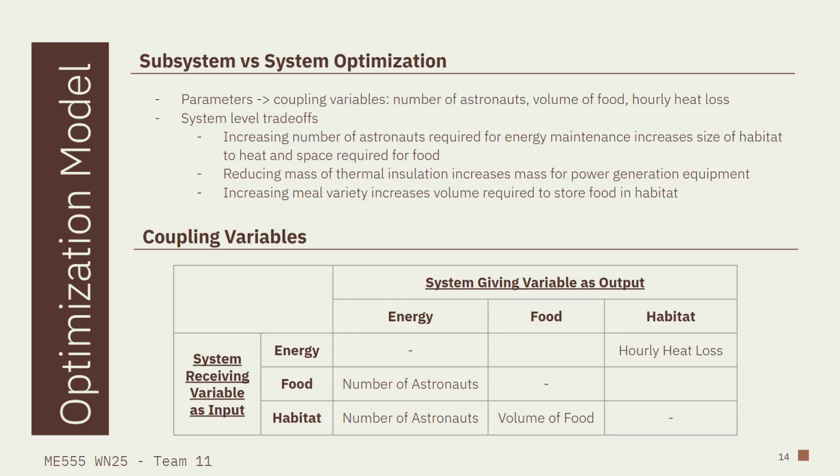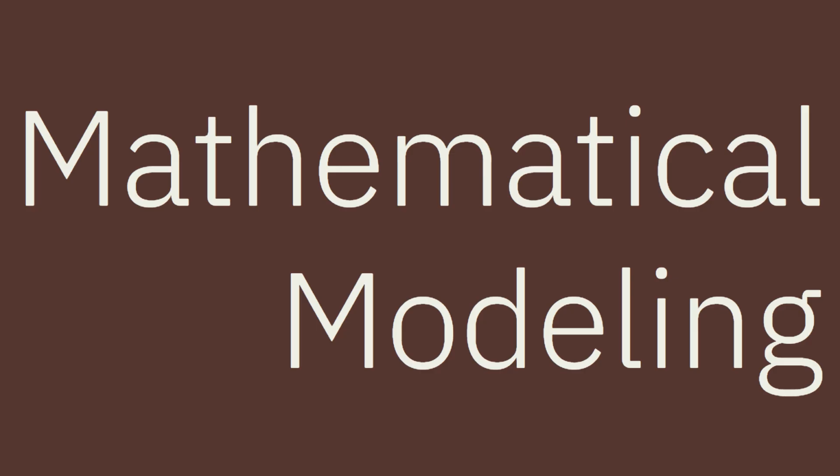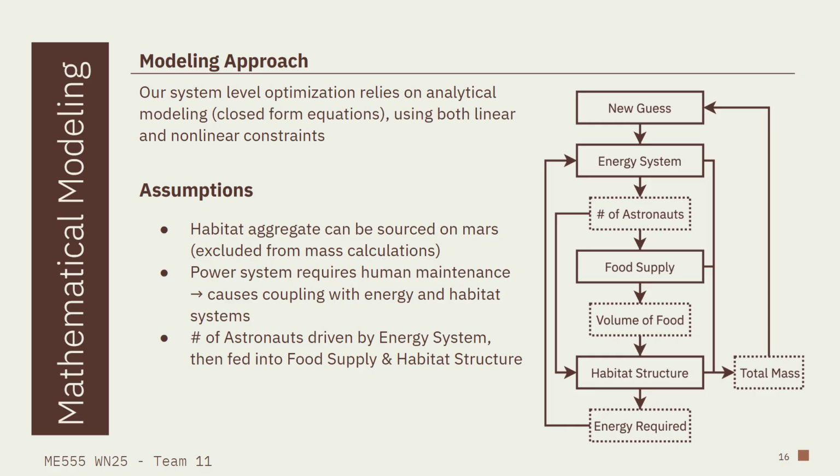Our system optimization differs from our subsystem level in its inclusion of 3 coupling variables. Several trade-offs are observed as a result of this coupling. For example, increasing the number of astronauts required for energy maintenance greatly affects habitat size and food required. Reducing thermal insulation mass constraints increases power requirement, and increasing meal variety constraints increases volume required to store food in the habitat.